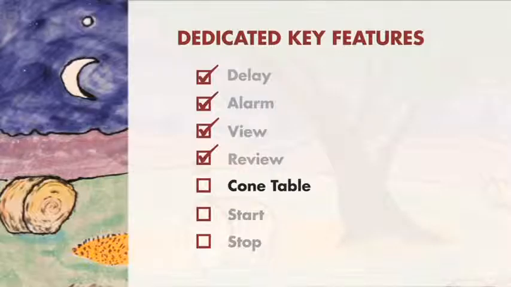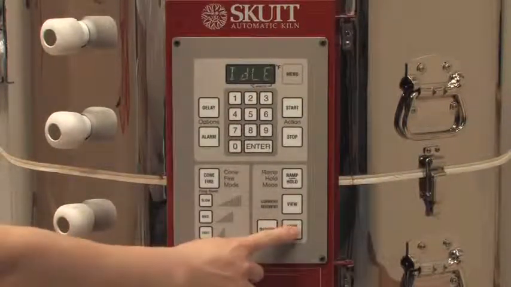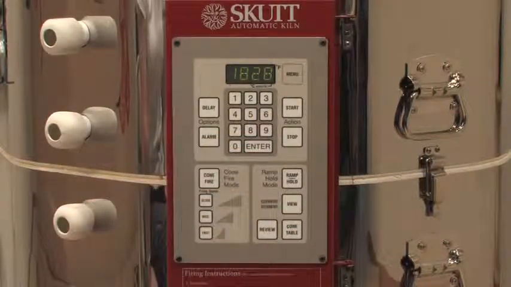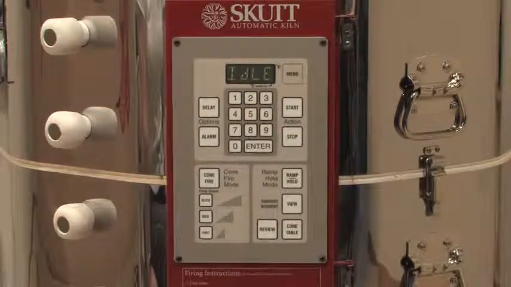Cone table. The cone table key allows the user to look up the temperature equivalent of cone values. To use, simply press cone table from idle mode, enter a cone value, and press enter. This key may also be used to insert a cone value for the peak temperature of a ramp and hold program. We'll show you how to do this under the Advanced Features segment of the video.